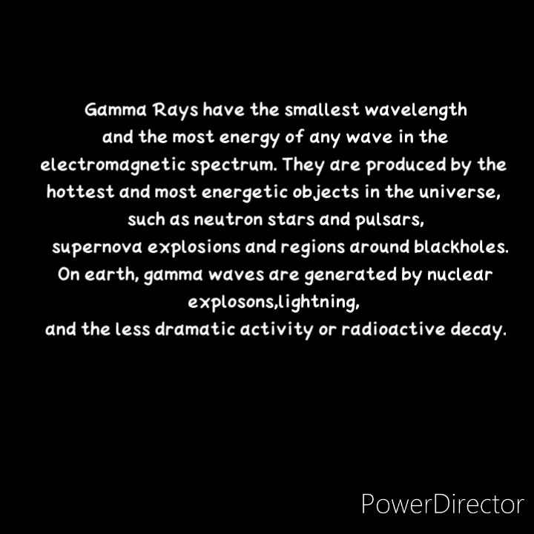Gamma rays. Gamma rays have the smallest wavelength and the most energy of any wave in the electromagnetic spectrum. They are produced by the hottest and most energetic objects in the universe, such as neutron stars and pulsars, supernova explosions, and regions around black holes. On Earth, gamma waves are generated by nuclear explosions, lightning, and the less dramatic activity of radioactive decay.